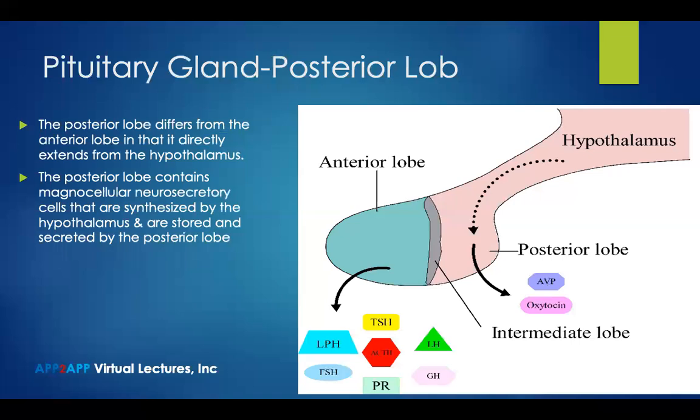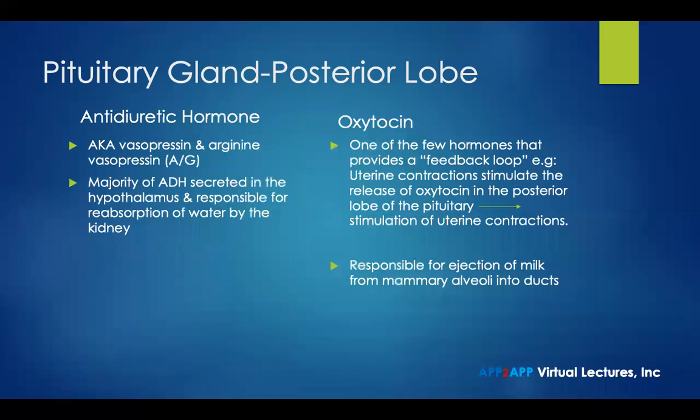Now, the posterior lobe, as I've stated before, is directly connected to the hypothalamus through the pituitary stalk or infundibulum. The posterior lobe contains magnocellular neurosecretory cells that are synthesized by the hypothalamus and are actually stored and secreted by the posterior lobe. The two hormones that the posterior lobe is responsible for storing and secreting are antidiuretic hormone, ADH, and oxytocin. Antidiuretic hormone is also known as vasopressin and arginine vasopressin, and the majority of ADH is synthesized in the hypothalamus and is responsible for the reabsorption of water by the kidneys. Oxytocin is one of the few hormones that provides a feedback loop.